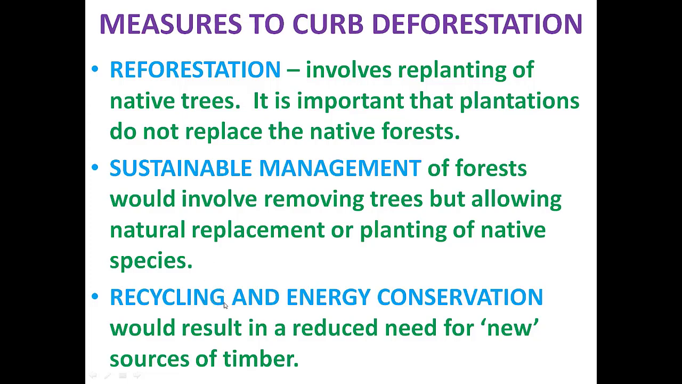By the process of recycling, we need to cut a lesser number of trees. So the demand for new sources of timber falls because of recycling and energy conservation. This would result in a reduced need for new sources of timber. So these are the important measures to curb deforestation. The first measure is reforestation, giving priority to native trees and native forests. The second is the sustainable management of forests, and the third is recycling and energy conservation.